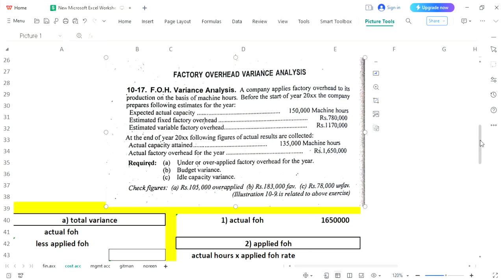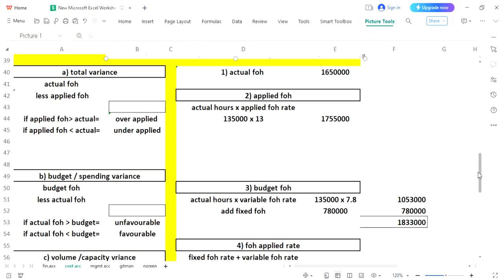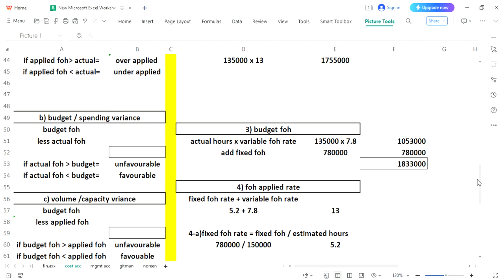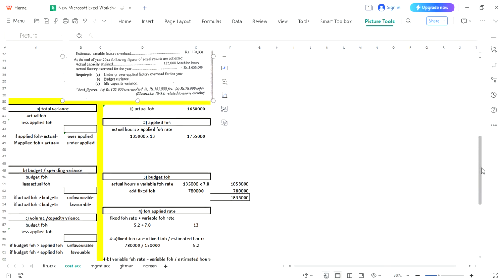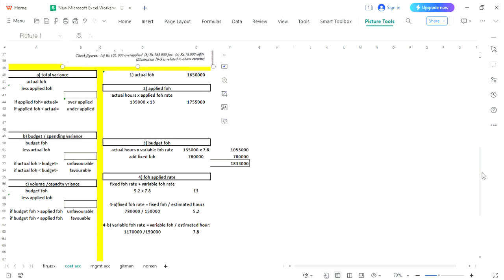Once again, I want to let you look completely at what we have done up till now. Let's zoom out and see what steps are completed. There were two pages, left and right. This is your whole question. We are required to calculate total variance, budget variance, and volume variance. Four steps we have solved at first stage. Fourth step was to calculate FH applied rate.